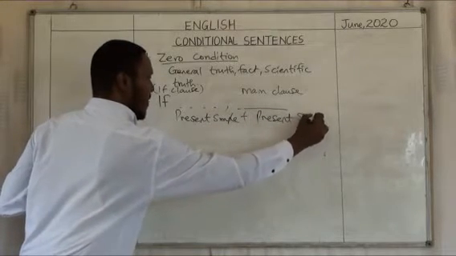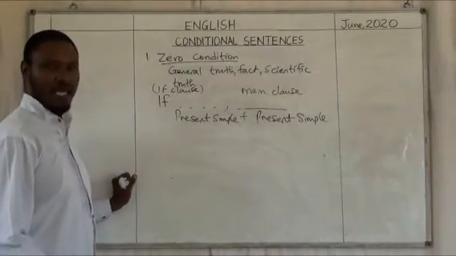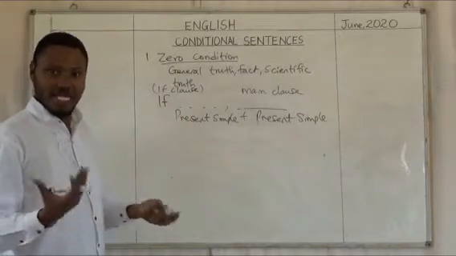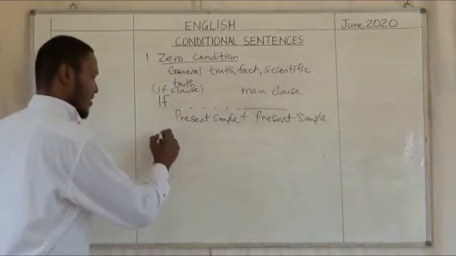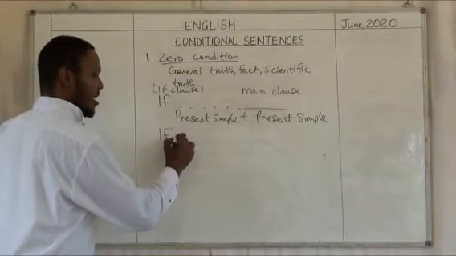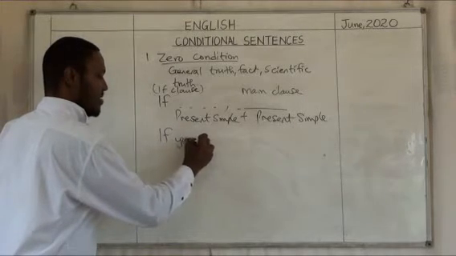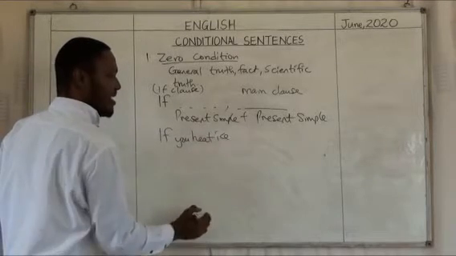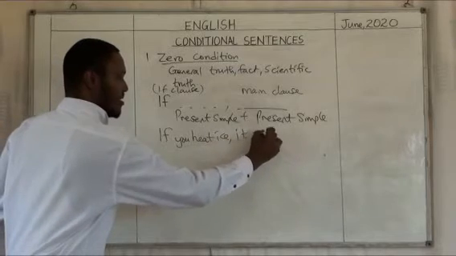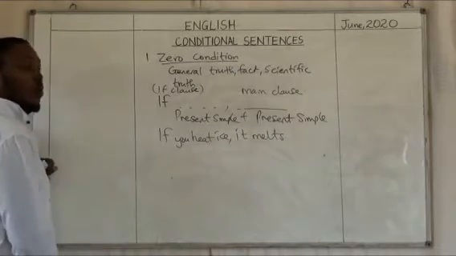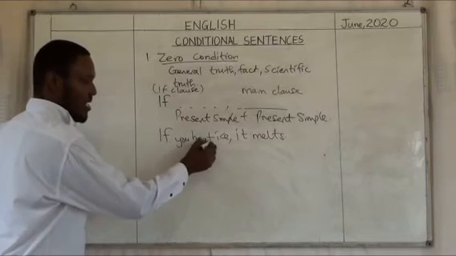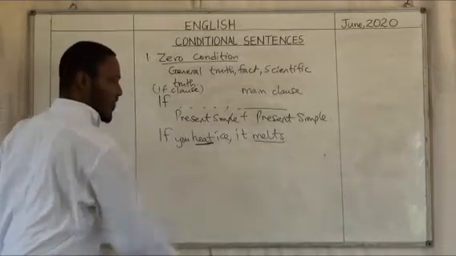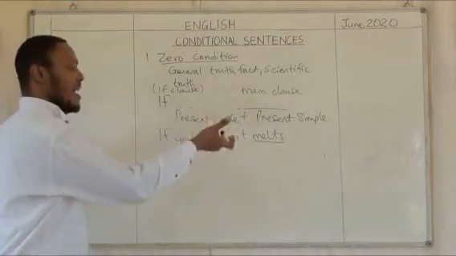So an example of a sentence in the zero condition, that expresses a general truth, a fact, or a scientific truth is such as: if you heat ice, it melts. This verb here is in the present simple form. Heat and melt are in the present simple form. Okay? So if you heat ice, it melts.